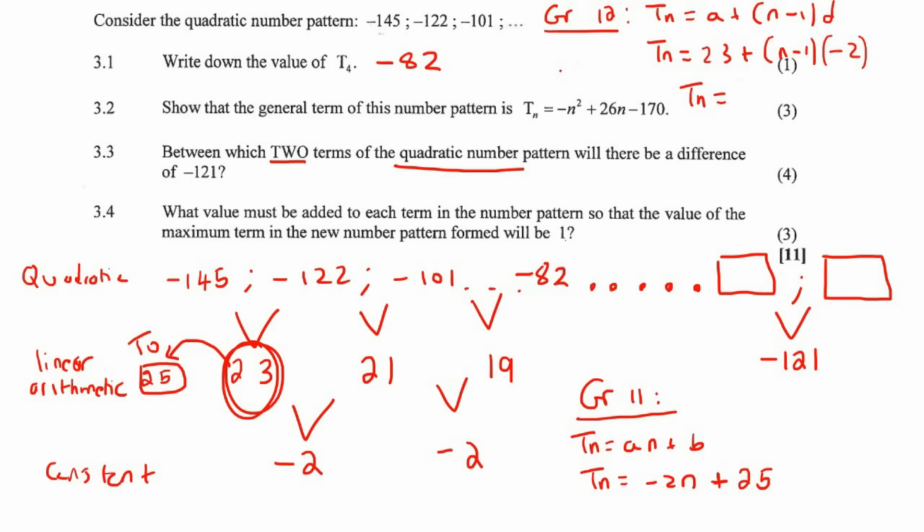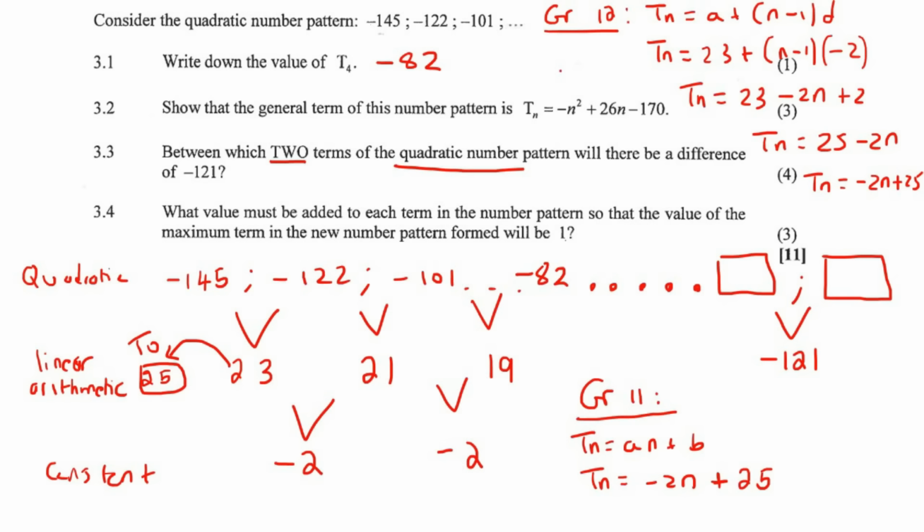So now we can just multiply this minus 2 into the brackets. That becomes minus 2n plus 2. And then you can work it out as 25 minus 2n. And then if you want, you can just put the n in the front, like that. And then we get the exact same thing. So grade 11 and grade 12, of course, will get to the same answer if it's the same type of pattern.